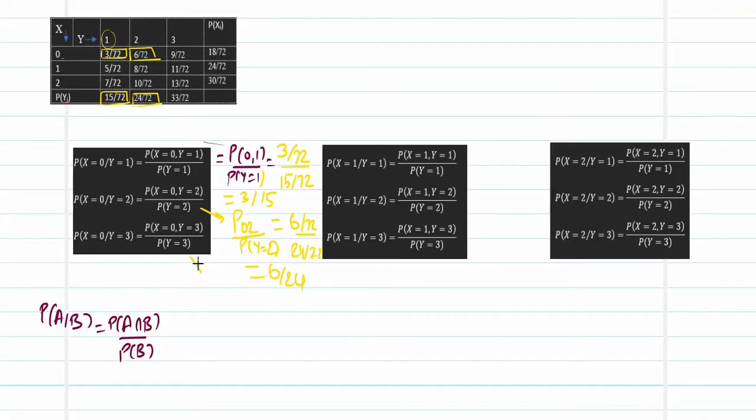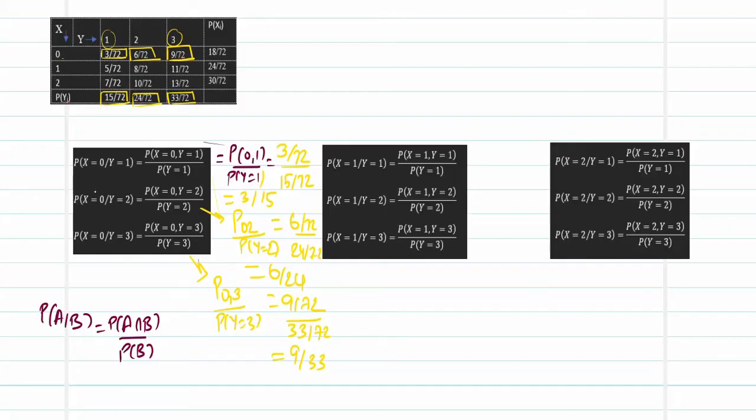The answer for the third quantity is x equal to 0, given y equal to 3. So, this is going to be P of 0, 3 divided by probability of y equal to 3. Where is our 0, 3? X equal to 0, y equal to 3. So, it is going to be 9 by 72 divided by the denominator, probability of y equal to 3. Here is our y equal to 3, and the marginal value for it is going to be 33 by 72. So, this can now be reduced to 9 divided by 33.